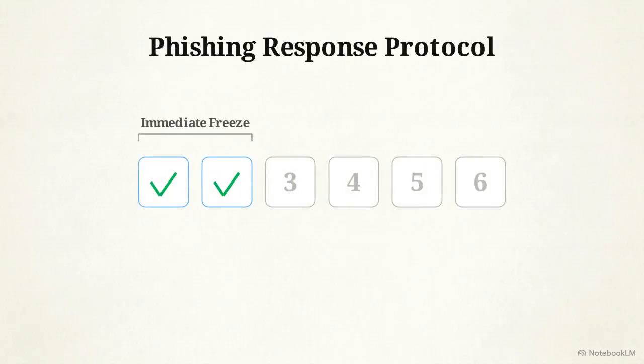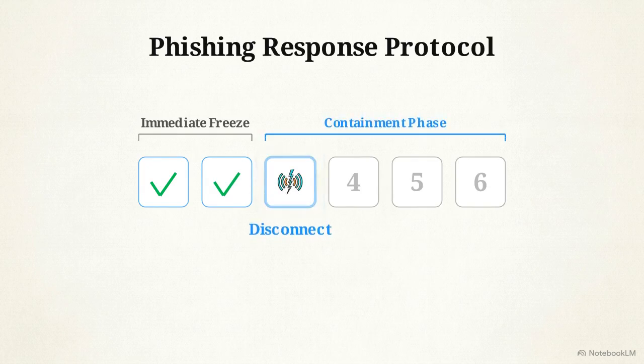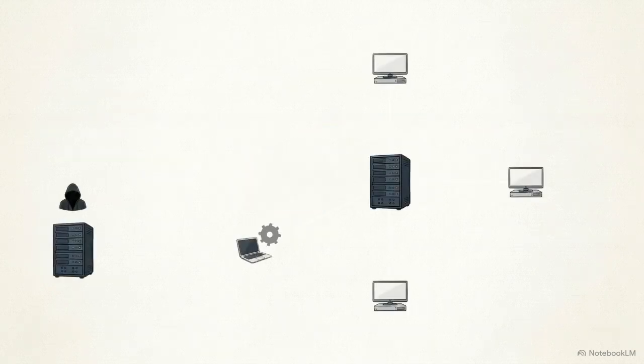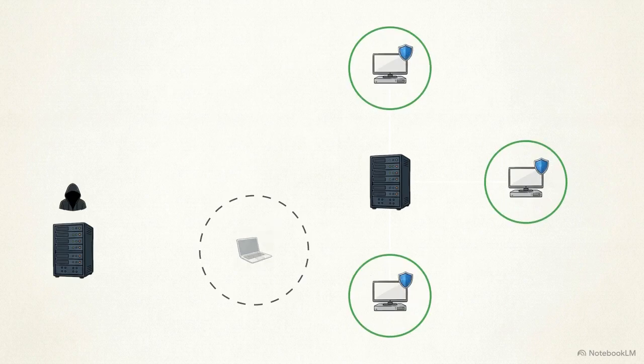The next priority is isolation. Step 3. Disconnect from the network. If a malicious file attempted to install in the background, cutting the connection prevents it from communicating with the hacker or moving laterally to other computers on the office network.